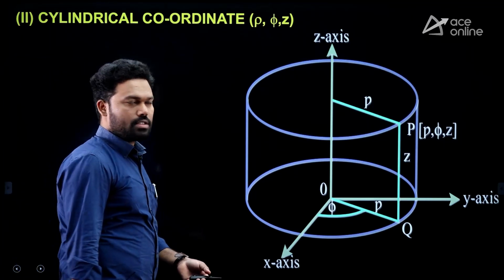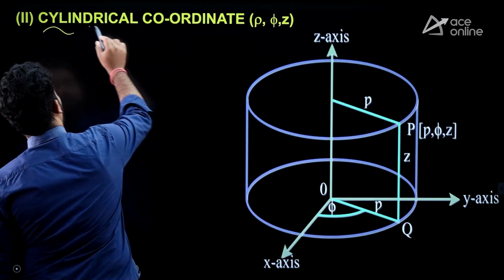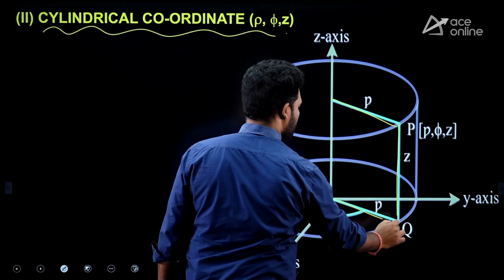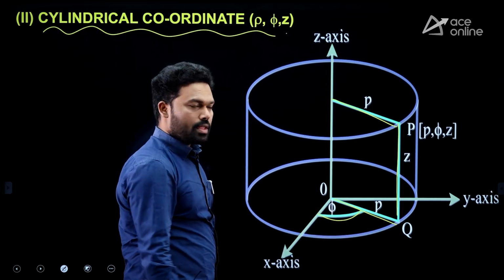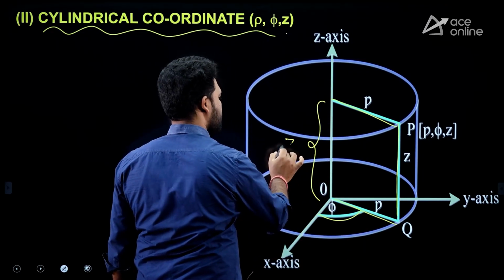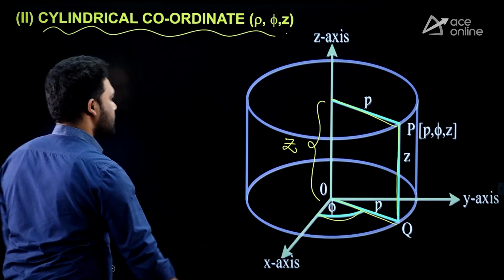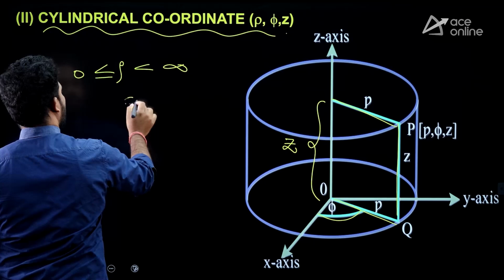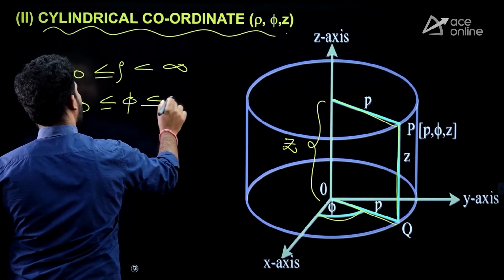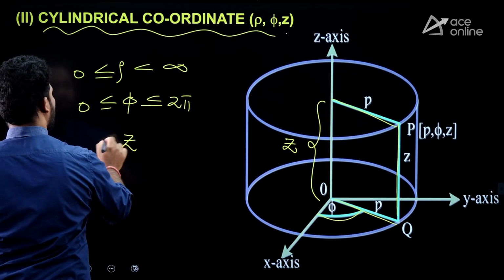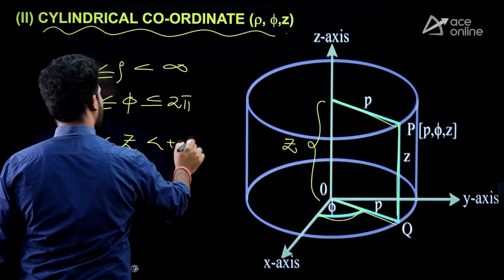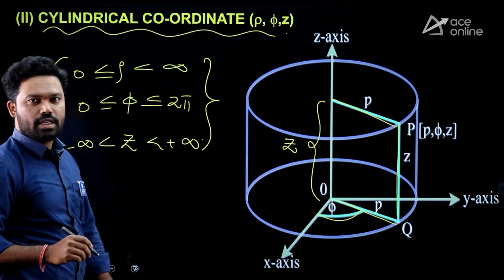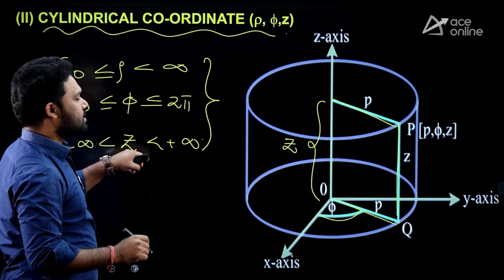Then the cylindrical coordinate system. Here the coordinates are rho, phi, z. Rho is a radius. If I drop this onto the xy plane, this is also rho. How much angle it is making is phi, and the distance from here to here is z. Clear, friends? Rho is a radius, starting from 0 to infinity. Phi is from 0 to 2 pi. Z is borrowed from the Cartesian, minus infinity to plus infinity. Here also rho, phi, z are orthogonal to each other. Rho cross phi is z and so on.